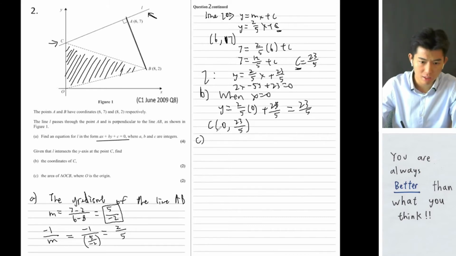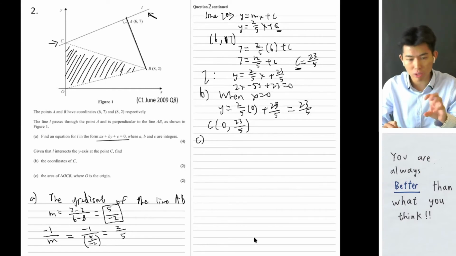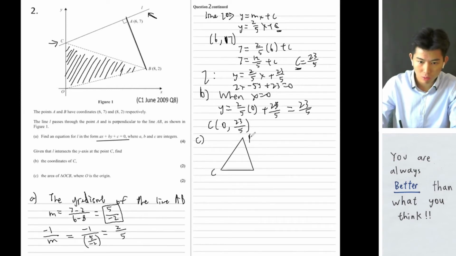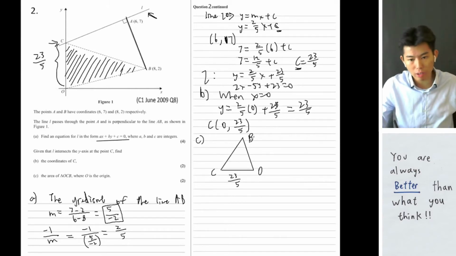So how are we going to get this? All we have to do is rotate the whole graph by 90 degrees to the left first. So the graph will look something like this. This one here would be C, this one here would be B, and this one here would be the origin. We all know that the y coordinate of C is 23 over 5, right? So the length of the base is 23 over 5. And the area of a triangle is the base times the height divided by 2.